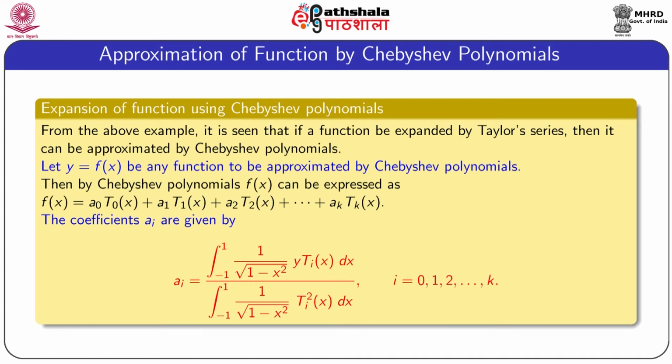And the coefficients ai, that means the constants ai, are given by ai equals, the numerator is the integral from minus 1 to 1 of y Ti(x) divided by the square root of 1 minus x square dx, and the denominator is the integral from minus 1 to 1 of Ti square(x) divided by the square root of 1 minus x square dx, and this is true for i equal to 0, 1, 2 up to k. So, using this formula we can determine the values of a0, a1 up to ak. After computation of ai for a given function y, we can approximate the function f(x) with the help of Chebyshev polynomials.